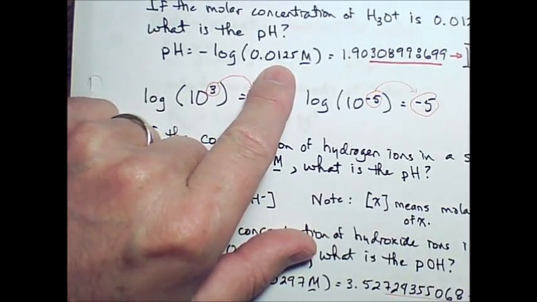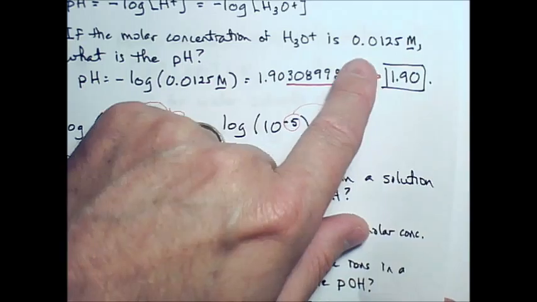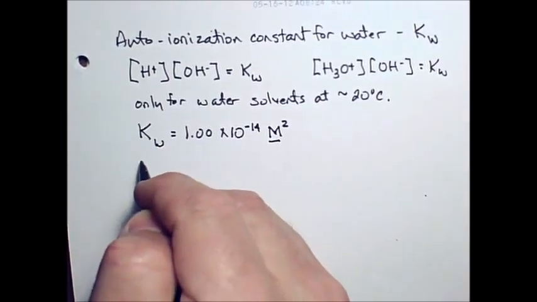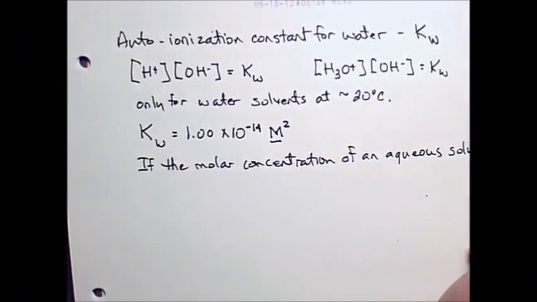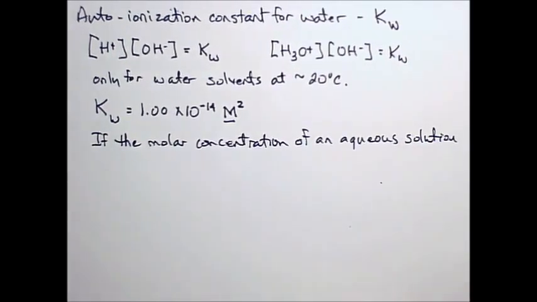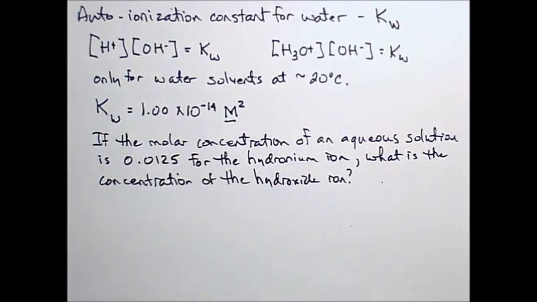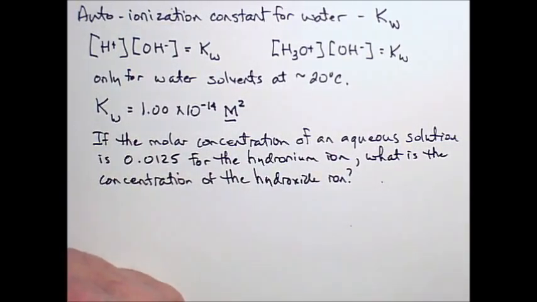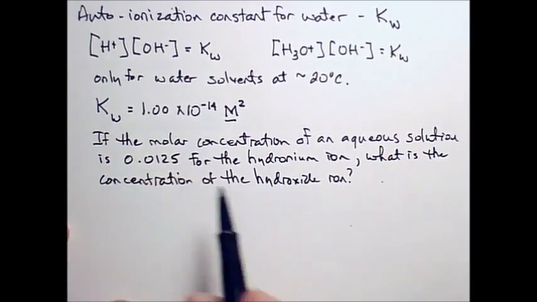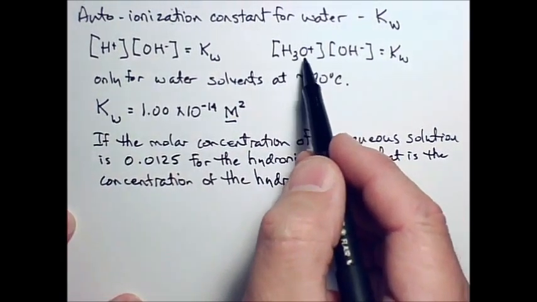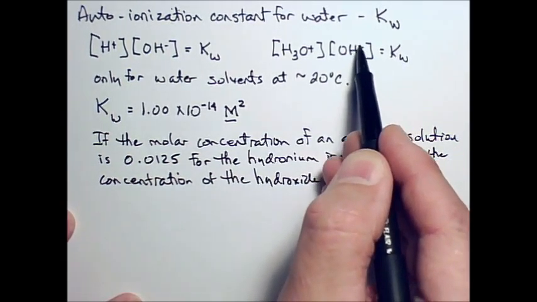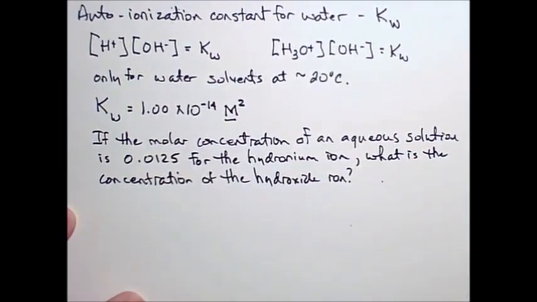Okay. The concentration of hydronium in this one is 0.0125 molar. Remember, the word aqueous means it's dissolved in water. Okay, so water is the solvent. All right. So from the concentration of the hydronium ion, we're going to find the concentration of the hydroxide ion. So I've given you the concentration of the hydronium ion. That's this part right here. I've given you Kw. You've got to just find this stuff right here. That's the symbol for the molar concentration of hydroxide ion.